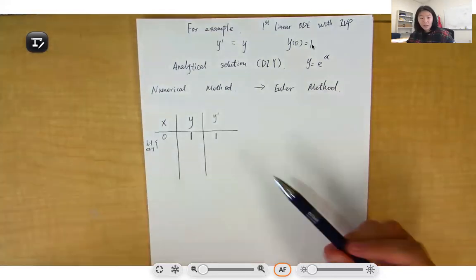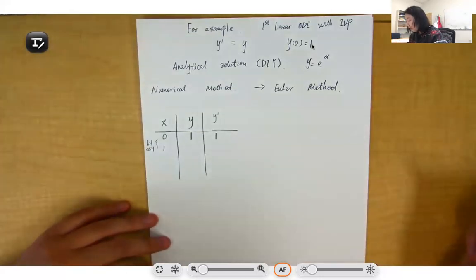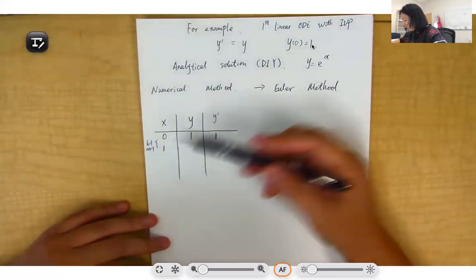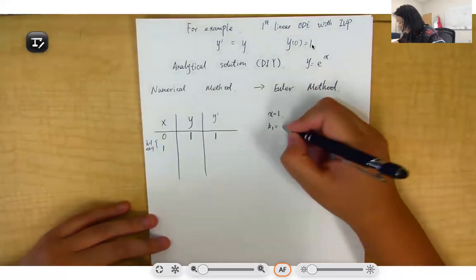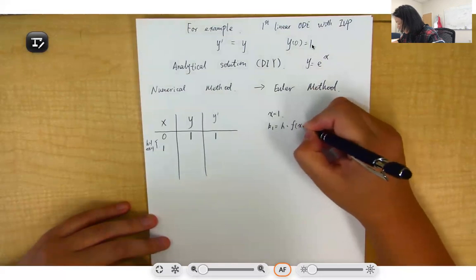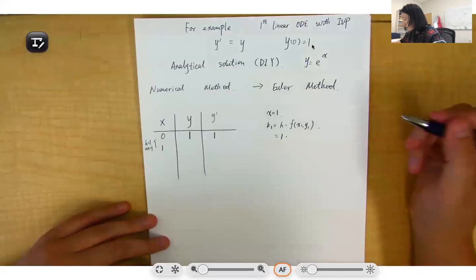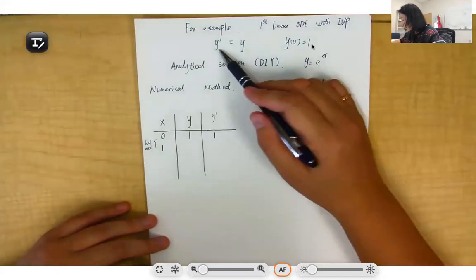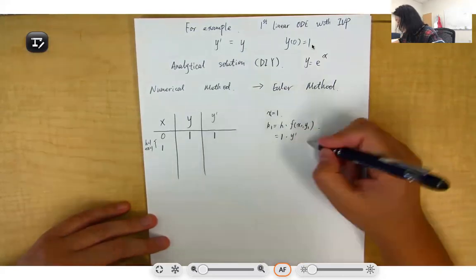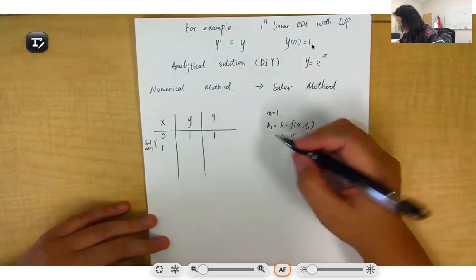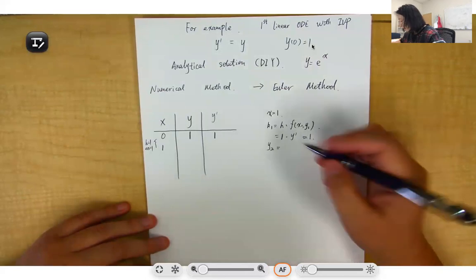So basically between xn and xn plus 1, for the independent variable, the increment is 1. So the next point will be 1. When x equals 1, we can calculate k1 based on the algorithm, right? It will be h times f(x1, y1), and h is 1 here, times the f function, which is y prime, and y prime equals y, which is 1 here. So k1 equals 1. And yn plus 1, which is y2, is what we are trying to get.